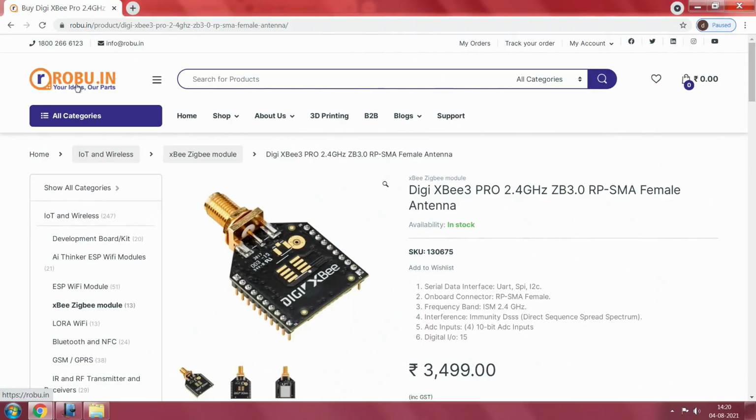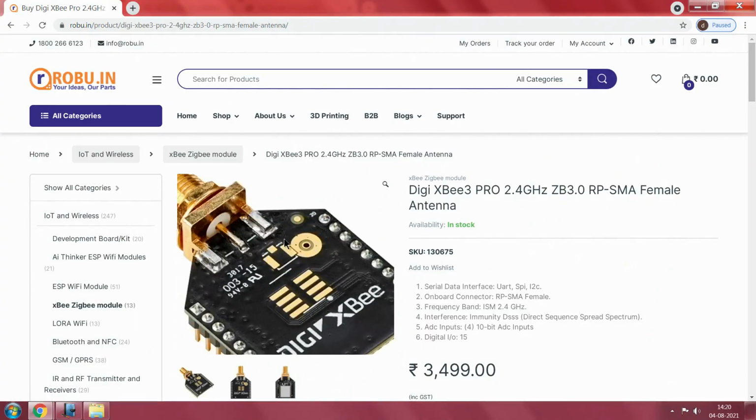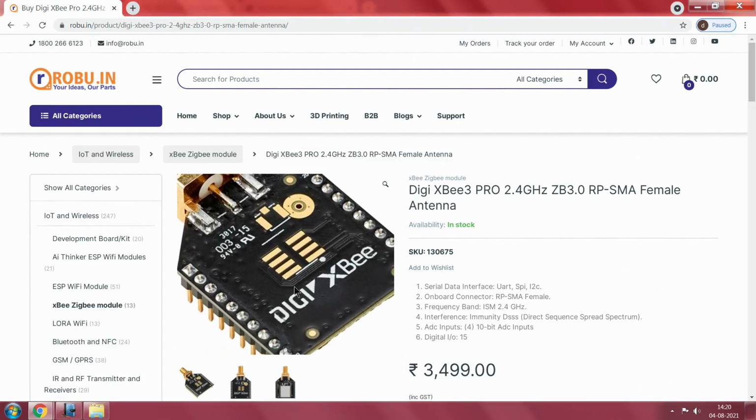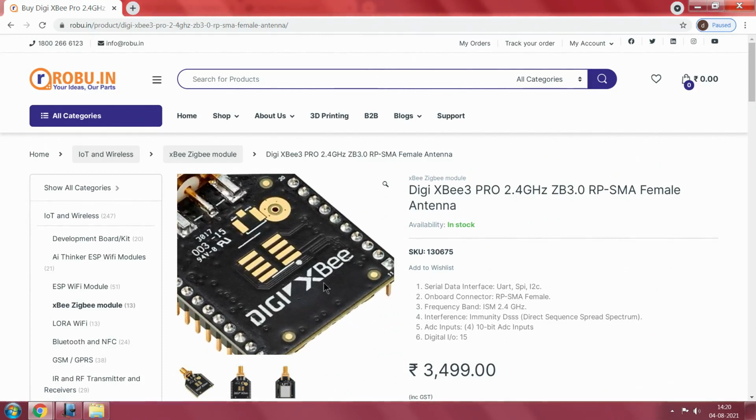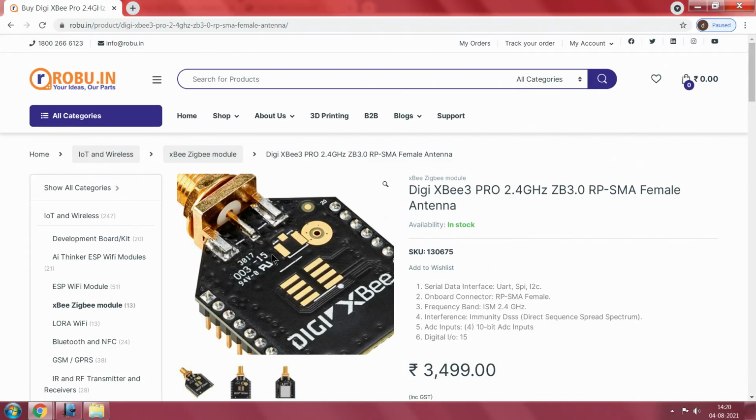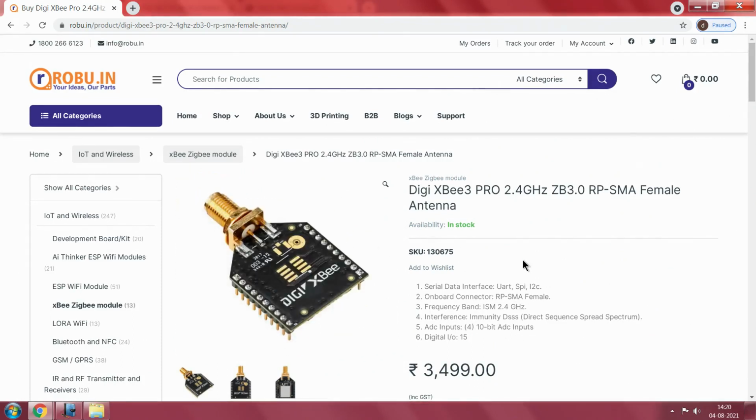All right, so let's take up one more wireless protocol, which is quite, I would say, famous in the IoT world. The best way to understand this protocol is to see what is around in the market. So just to help you a little bit, I went to the robu.in website, and I looked up this module. I randomly picked this module. It's called the DG-XB module. There's something nice about this module, and I'll tell you what.